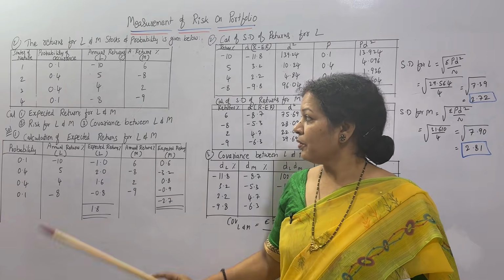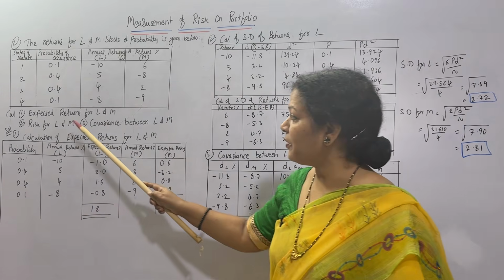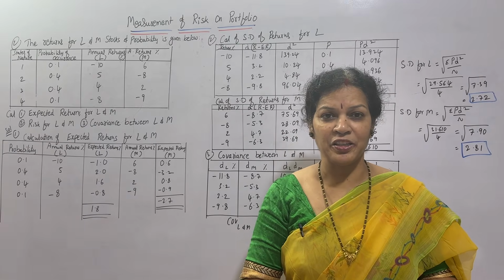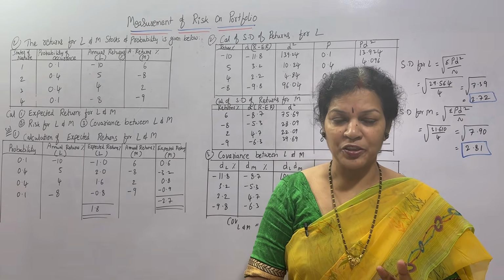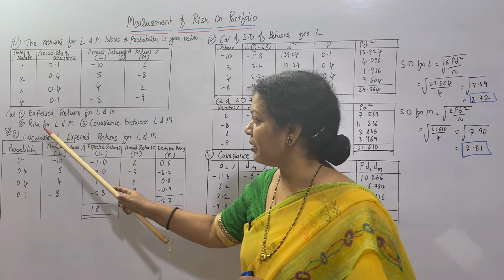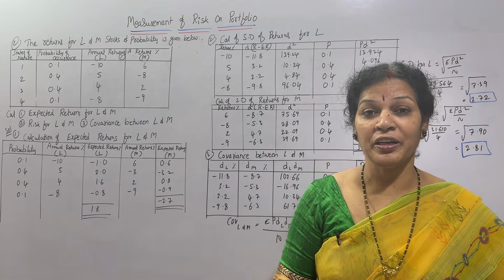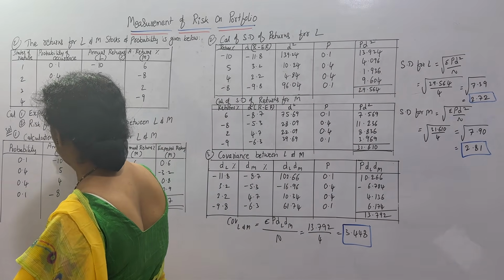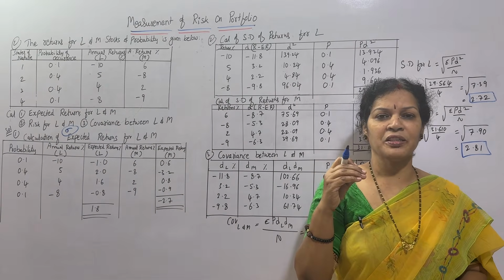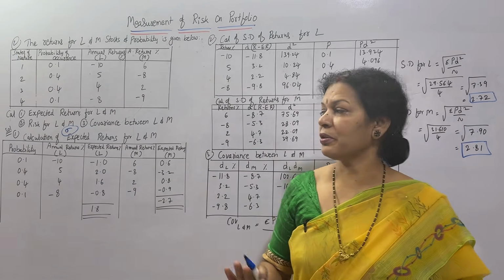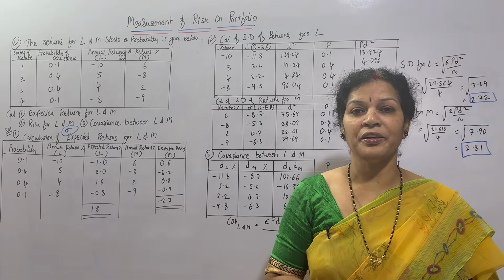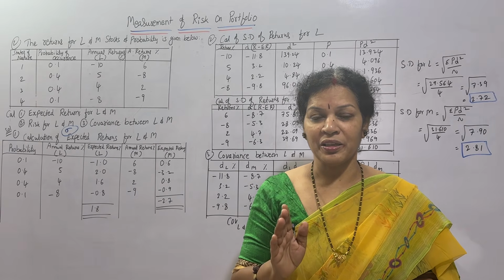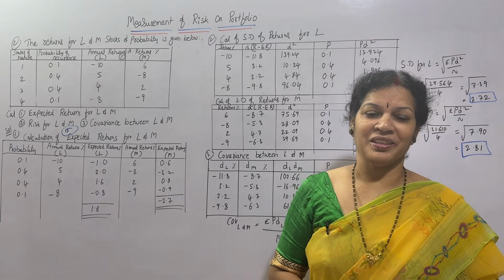Now what they are expecting us to calculate: first thing is expected returns for L and M. In the first problem we have done expected returns; that expected returns you are going to calculate. Second one, risk for L and M. Risk for L and M means calculation of standard deviation. I told you in the last class, whenever they ask us to calculate the risk, you have to calculate standard deviation. And covariance between L and M, this also we have done in the last class. Covariance we are going to calculate, but remember probability is also with us.